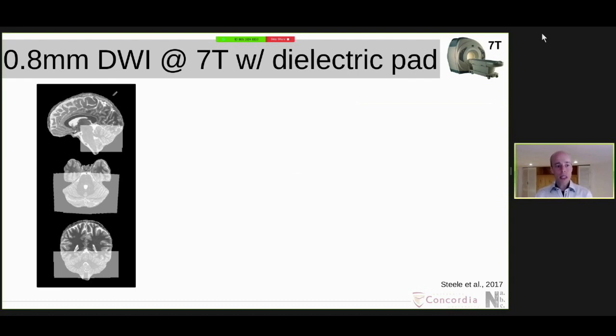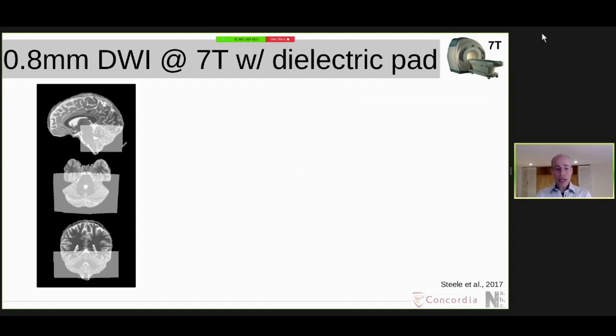Here you can see three different views of the brain, and this was our region of interest acquisition. Within this very small region of interest, we acquired 0.8 millimeter diffusion-weighted imaging using the 7 Tesla scanner at the Max Planck in Leipzig, the old one, which has now been decommissioned.